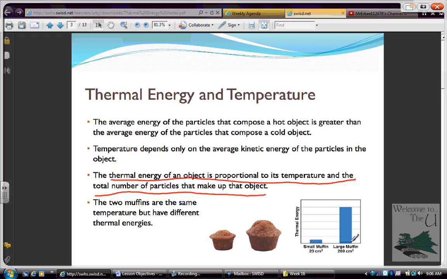It's a real key principle that you understand the difference between thermal energy and temperature. It's not always going to be that the object with the most thermal energy will have the highest temperature as well.